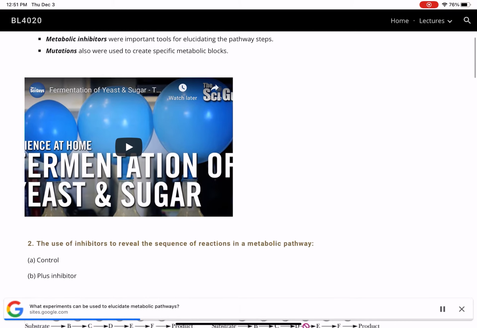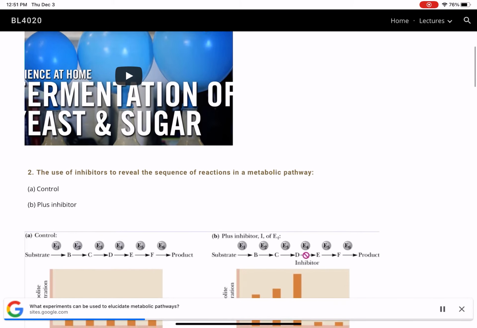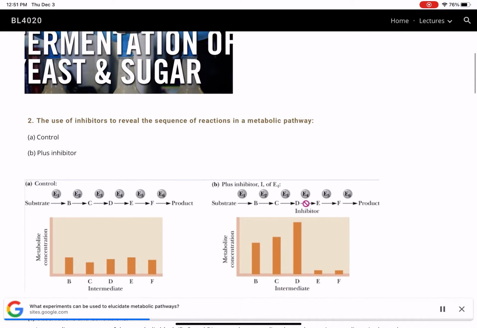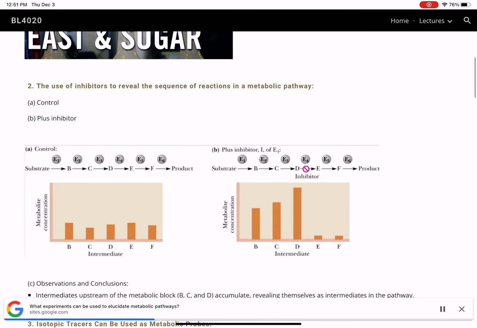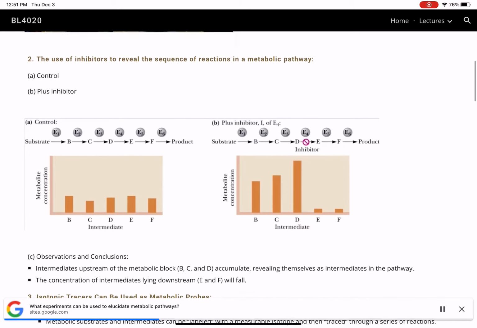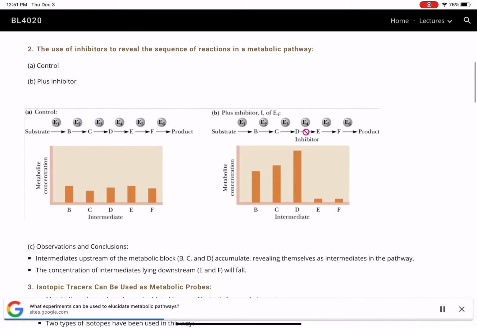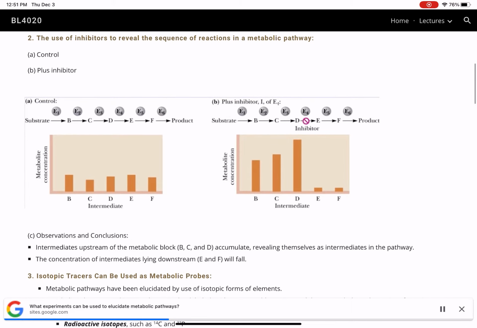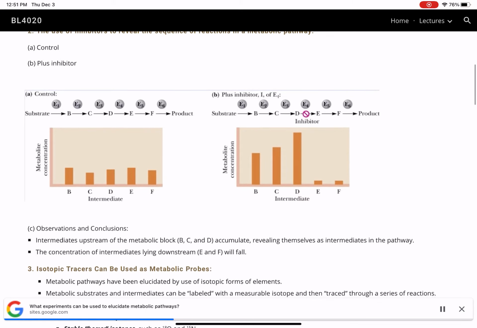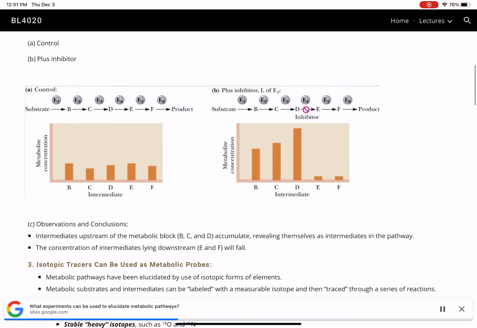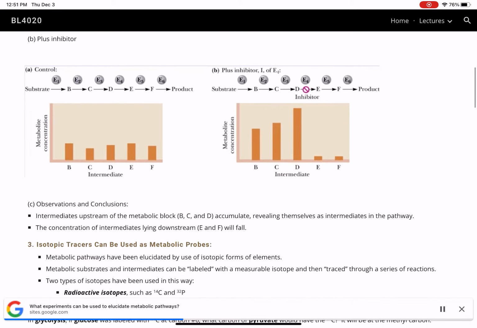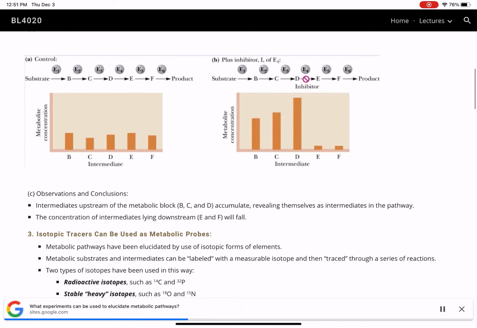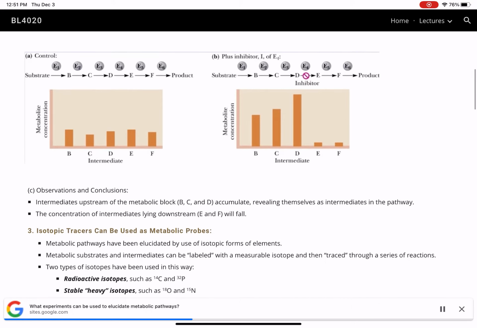2. The use of inhibitors to reveal the sequence of reactions in a metabolic pathway. A. Control. B. Plus inhibitor. C. Observations and conclusions. Intermediates upstream of the metabolic block, B, C, and D, accumulate, revealing themselves as intermediates in the pathway. The concentration of intermediates lying downstream, E and F, will fall.